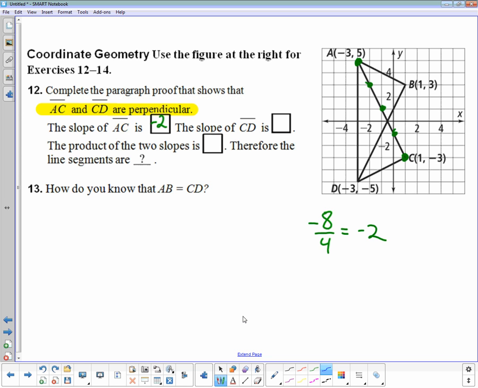And the slope of CD, what is it? 1/2. The product of the two slopes. What happens when you multiply those two slopes together? What's negative 2 times 1/2? Okay. Whew. I was about to, a small little voice deep in my soul began to cry.